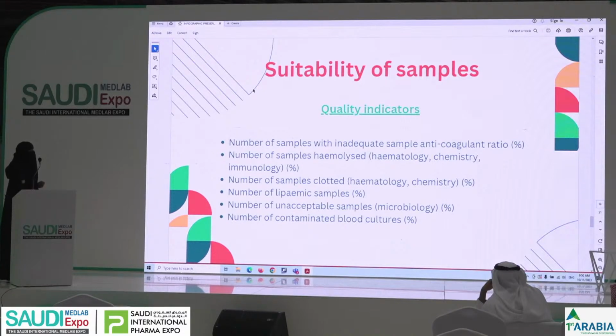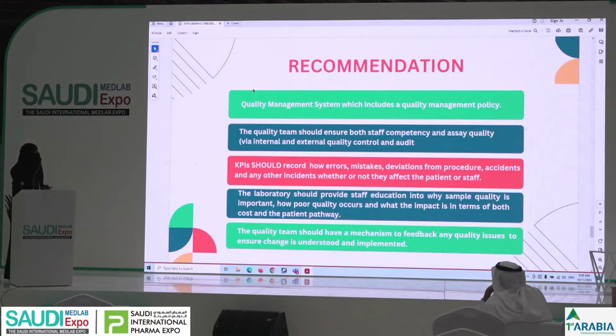Number of samples also collected, especially for analysis in biochemistry and hematology. Number of unacceptable samples for microbiology, and the number of contaminated blood cultures. All these we need to count in order to sort out the source of the issue in pre-analysis.